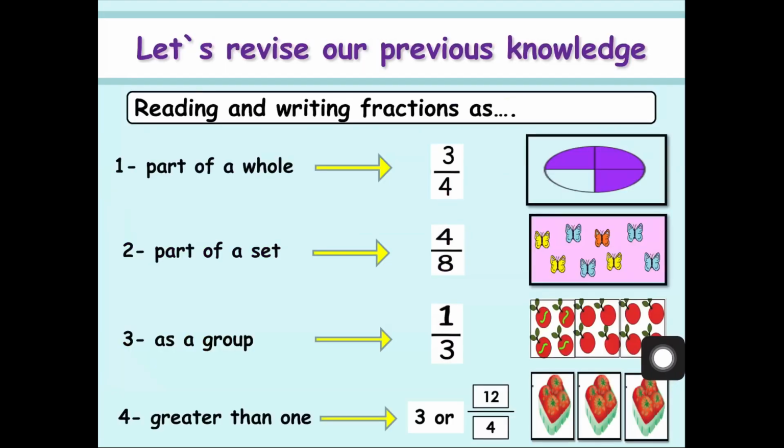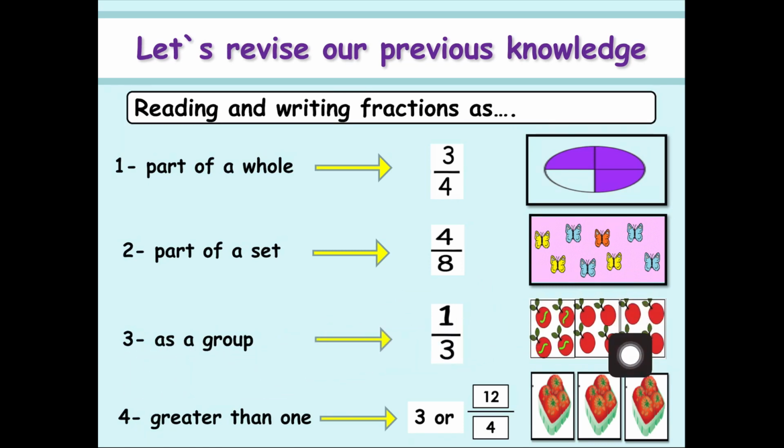All right, let's revise our previous knowledge. Let's review a little bit. We can read and write fractions as part of a whole. Over here we have 3 out of the 4 pieces shaded, so that's 3/4. I can also read fractions as a part of a set. So over here, it looks like I have 1, 2, 3, 4 out of the 8 butterflies that are blue. So 4/8 are blue.